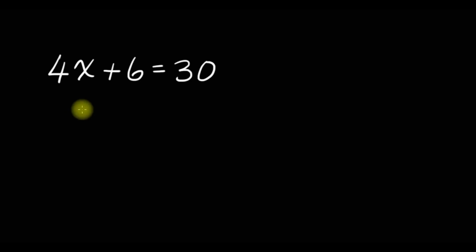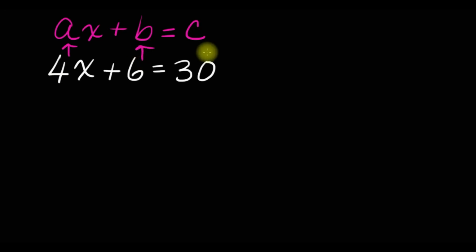Okay, let's take a look at another one here. So we're solving an equation that is in the form of ax plus b equals c. So this right here is in the form of ax plus b equals c, because as you can see, the 4 is your a, the 6 is your b, and then the 30 is your c. Let's go ahead and solve this using the procedure.